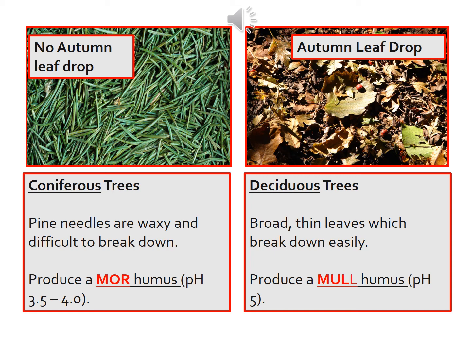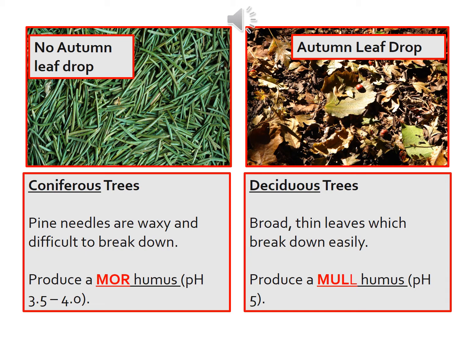Okay, so coniferous trees will drop needles. They are waxy and difficult to break down. Now that leads to the very top layer of soil being acidic. And now in the world of biosphere, we call acidic top layers of soil mor humus.